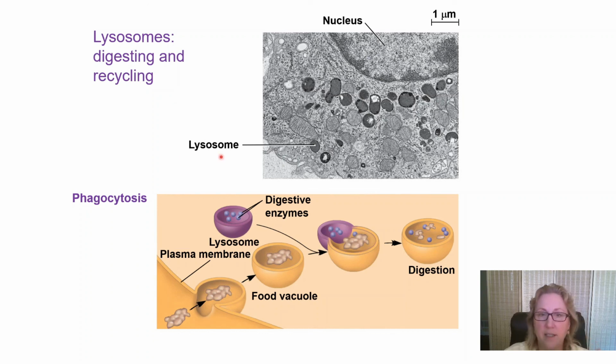So if the cell is engulfing something, either as part of its function in a multicellular organism, or because it's a single-celled organism that eats things using vesicles, we call that process phagocytosis. Cyto means cell, phago is eat, so phagocytosis is cell eating. Amoeba do this, they engulf their prey in little vesicles, and then a lysosome will fuse with that, and that's how they digest their food.